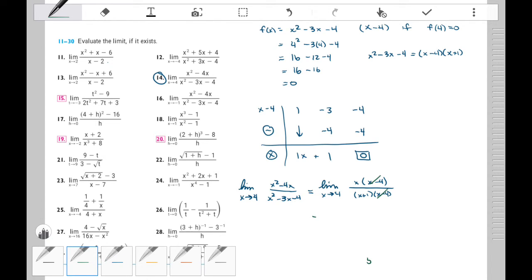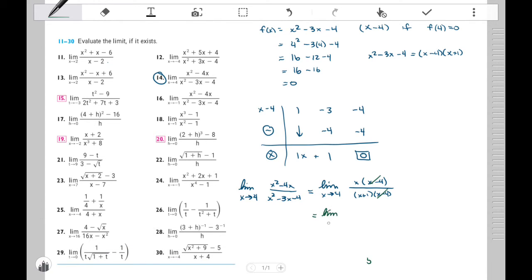The equivalent equation is x divided by x plus 1. In other words, this is an equation that acts exactly the same as x squared minus 4x divided by x squared minus 3x minus 4. It's the same as that, with the only exception that it does not have a math error at x being 4. So we use this equation instead. This is a rational function with no math error.